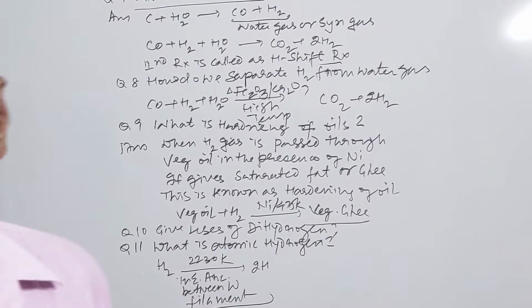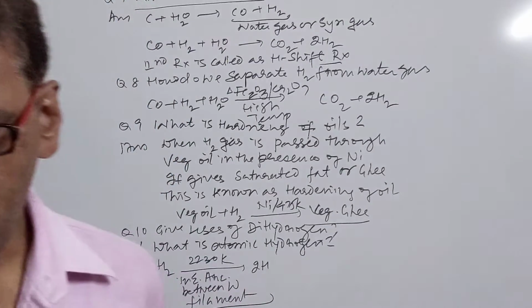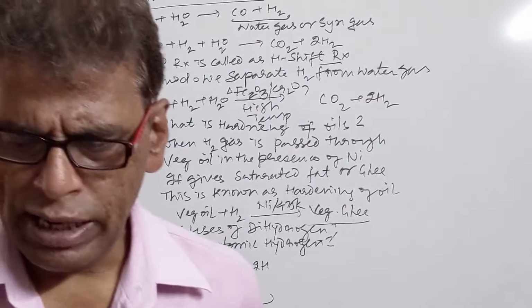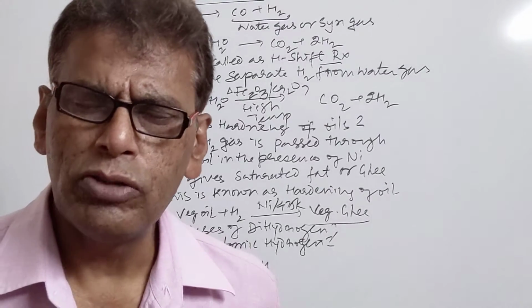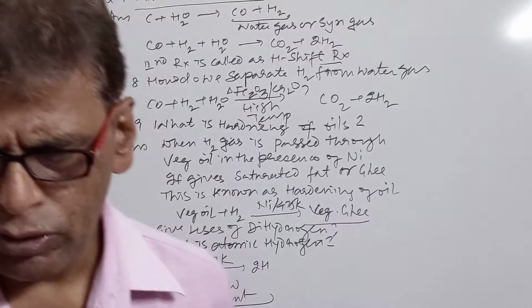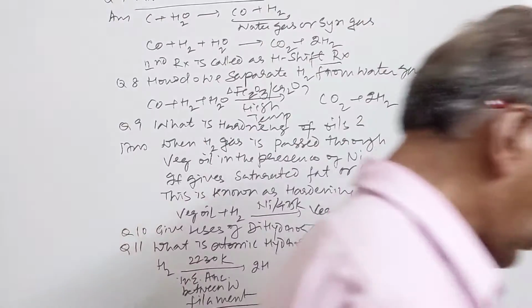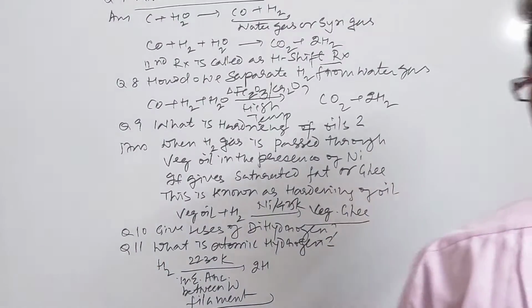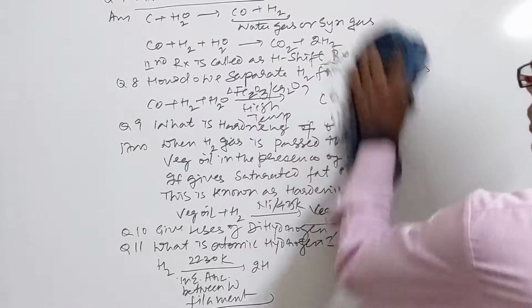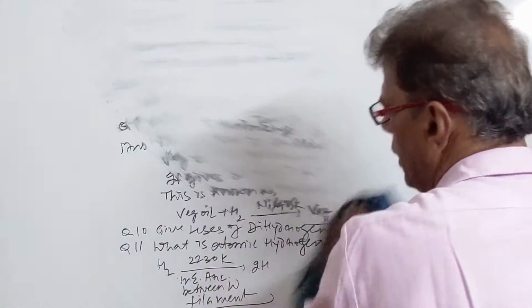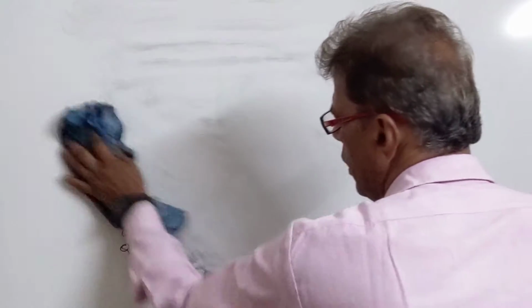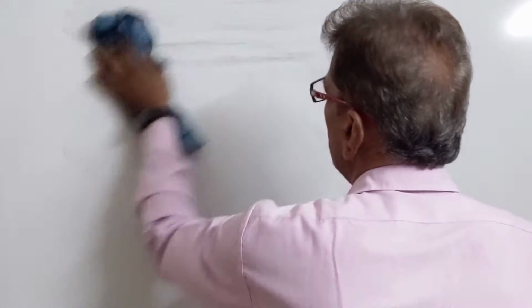Then what is nascent hydrogen? How is it produced? Nascent hydrogen is a highly active form of hydrogen. It is produced by the action of active metals on acids, inorganic acids like HCl, H2SO4. The nascent, the atomic hydrogen so produced, is used up in the reduction of a number of compounds.